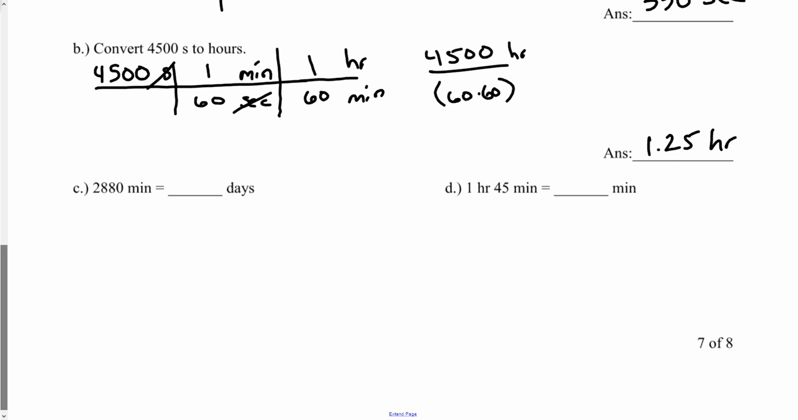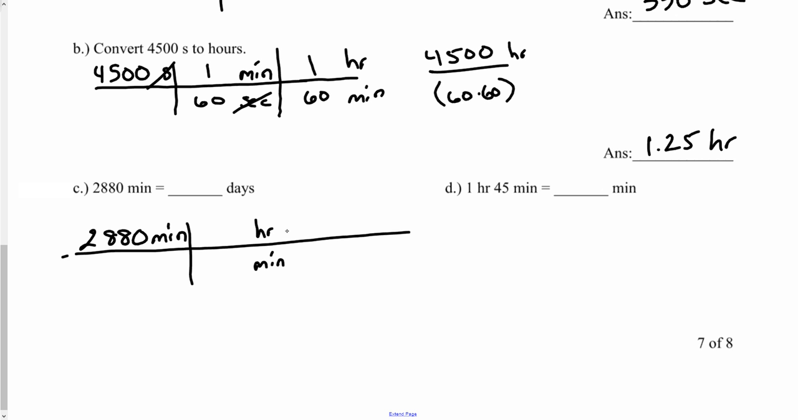Next we have 2,880 minutes. We want to convert that into days. So this is kind of a long one. Okay, there's a lot here. Let's get going here with this. If minutes is on top, I'll put minutes on bottom and hours on top. Most people don't know how many minutes are in a day, so this makes the most sense to say 60 minutes in 1 hour. Then, if I have hours on top, I'll put hours on bottom and I'll put days on top. We'll say 24 hours in 1 day.